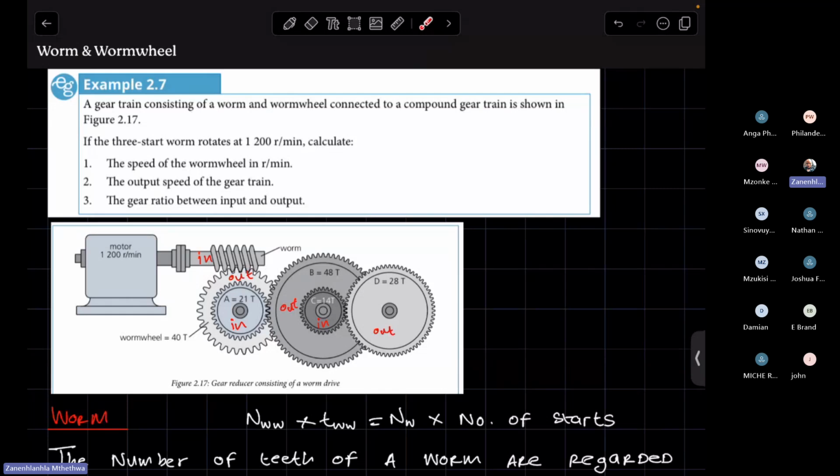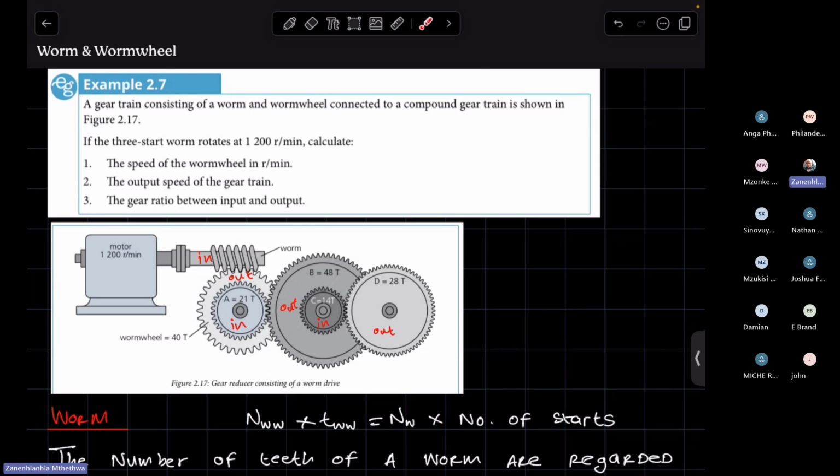Why? So as to increase the system's gear ratio or velocity ratio, right? If the three-start worm rotates at 1,200 revs per minute, calculate the following. So the worm is a three-start worm, and it rotates at 1,200 revs per minute. Essentially, that means the input rotational frequency of this gear system is 1,200, seeing that the input shaft is essentially fitted onto the worm.